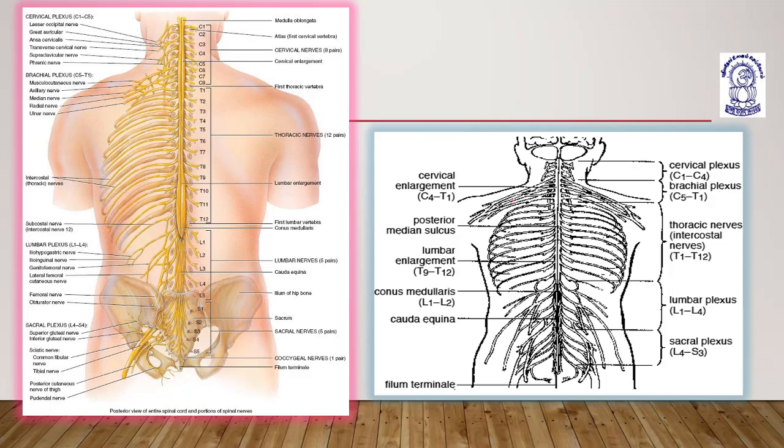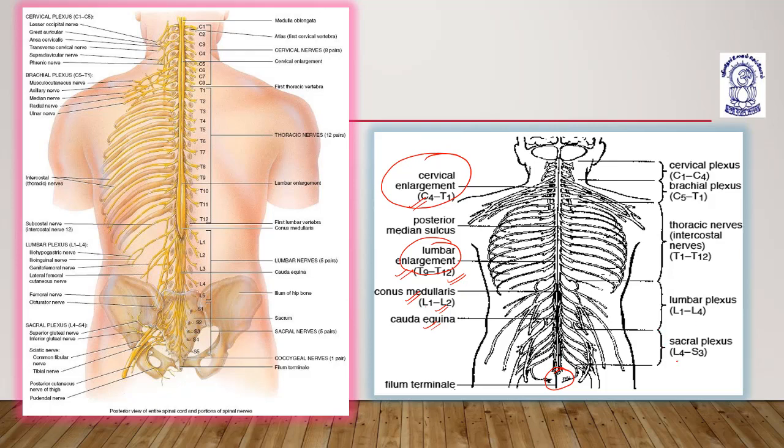You can see the cervical enlargement, which extends from the fourth cervical vertebra to the first thoracic vertebra. This is the posterior median sulcus. The lumbar enlargement extends from the ninth thoracic vertebra to the 12th thoracic vertebra. So the cervical enlargement extends from C4 to T1, and the lumbar enlargement extends from T9 to T12. The conus medullaris extends from L1 to L2, the first lumbar to the second lumbar vertebra. Then the cauda equina and the filum terminale, where the pia mater extends below the subarachnoid space.